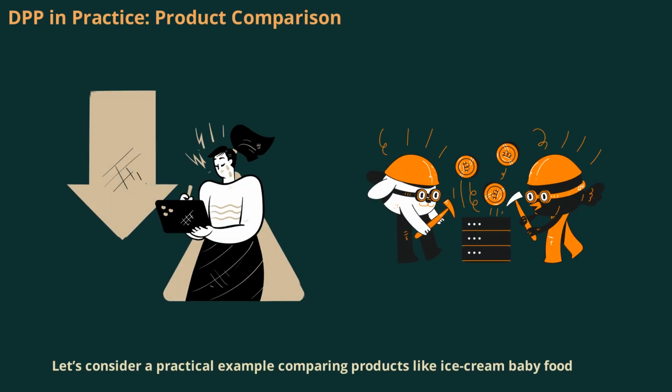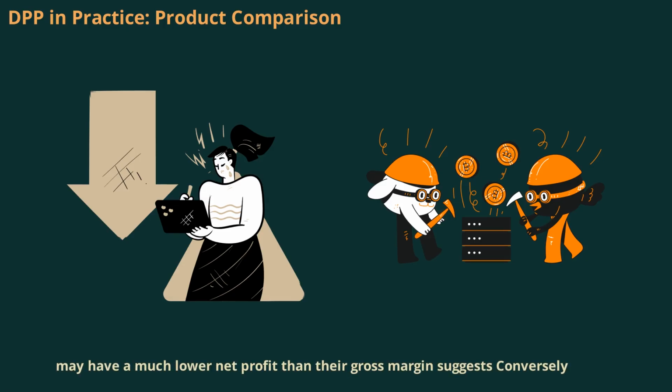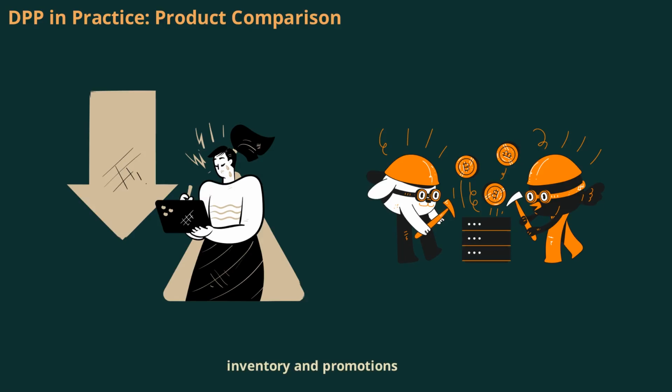Consider a practical example comparing products like ice cream, baby food, toothpaste, wine, and paper tissue. DPP analysis reveals that products with high storage or handling costs, such as ice cream, may have a much lower net profit than their gross margin suggests. Conversely, products that occupy less space or require less handling can be more profitable. This insight helps retailers make smarter decisions about product placement, inventory, and promotion.